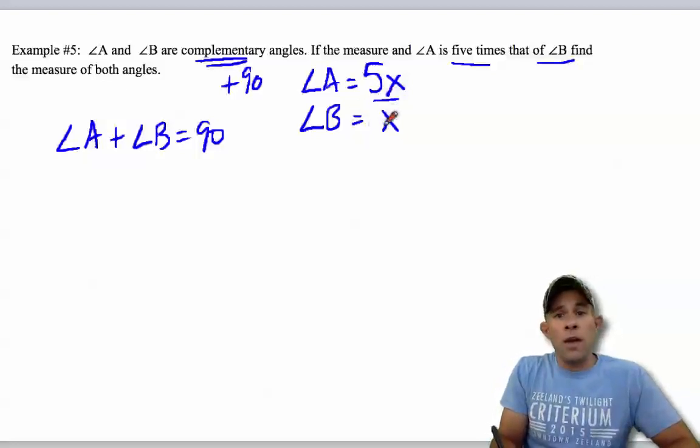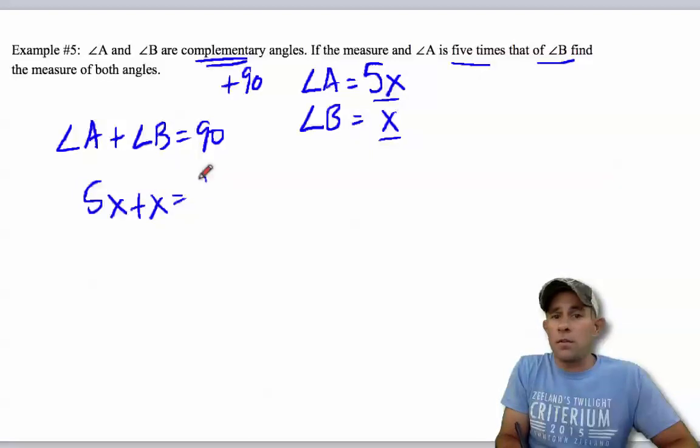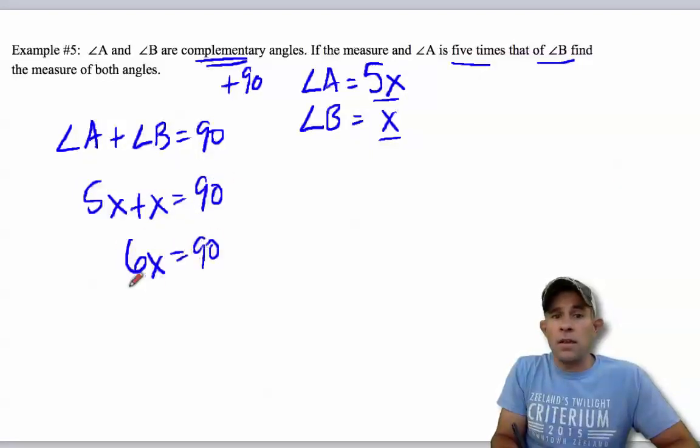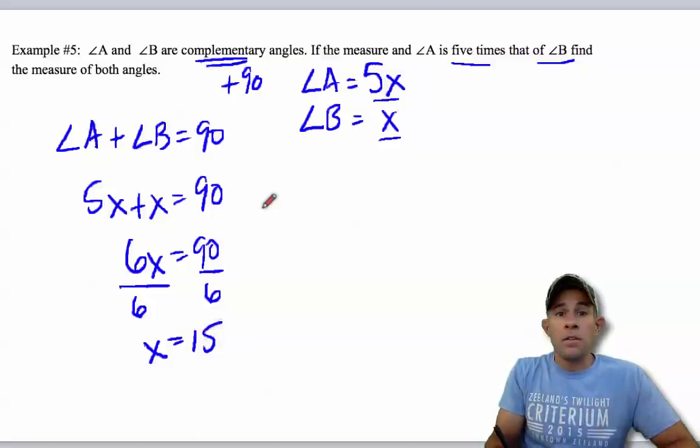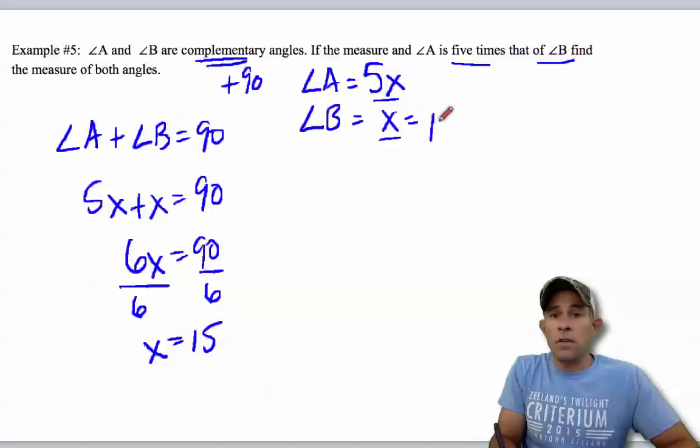All right, so we have expressions for our two angles. So we can say 5x plus x is equal to 90. And now that gives us 6x is equal to 90. If I divide both sides by 6, x will have a value of 15. So that means the measure of angle B is 15 degrees, and the measure of angle A is 5 times 15, which is 75 degrees.